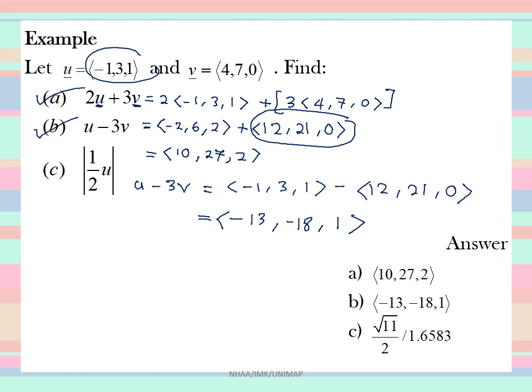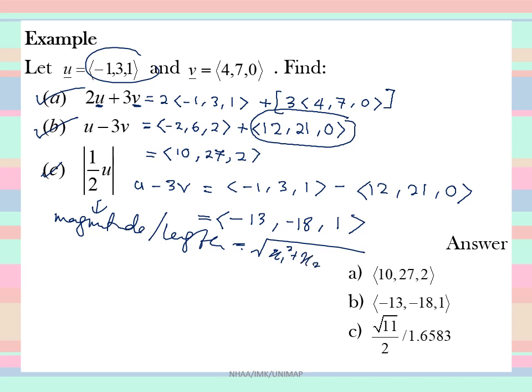For C, the two straight lines here mean the magnitude. You need to find the magnitude, or length. Remember, length is equivalent to the square root of x1 squared plus x2 squared plus x3 squared, if you have 3 components.